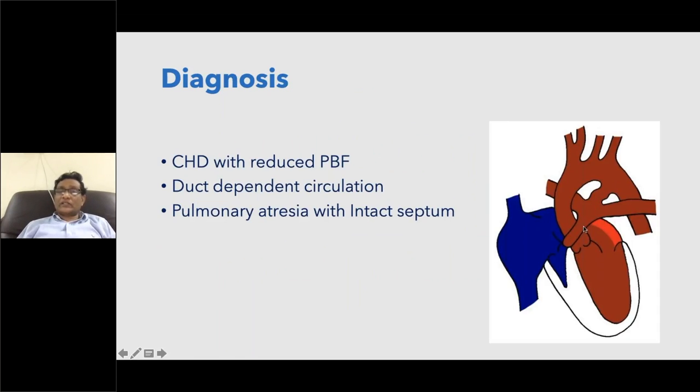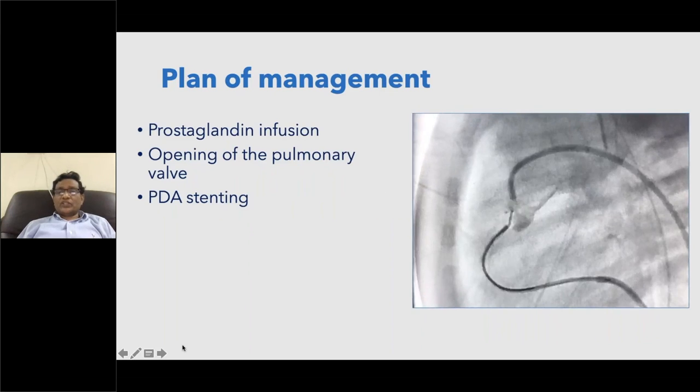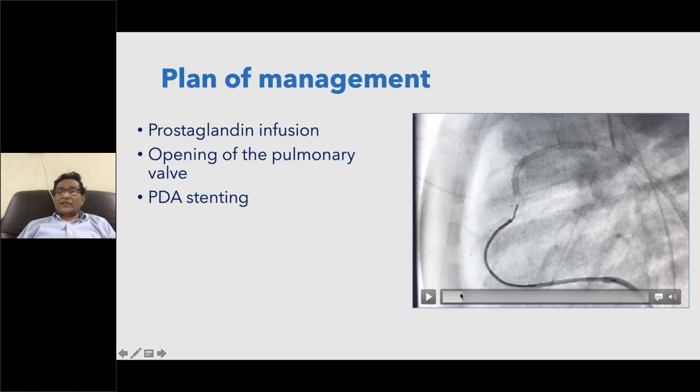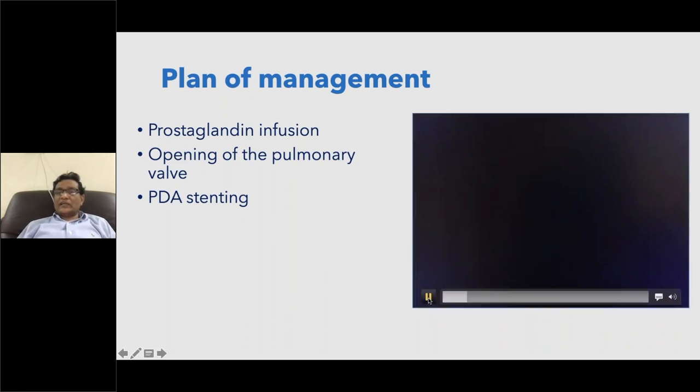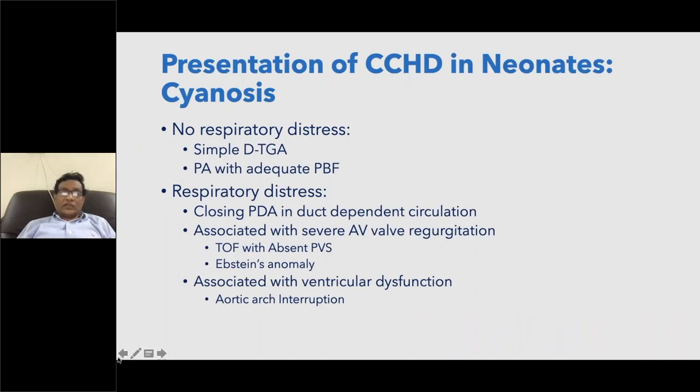So it's a pure duct dependent circulation. If you take the ECG, it will show hypoplastic right ventricular forces and good left ventricular forces, and the X-ray will show oligemic lung fields. Here you can see the angiogram which was done. The angiogram is showing that the pulmonary valve is atretic. We have taken a wire to perforate this atretic pulmonary valve. Another catheter is coming from the ductus arteriosus into the pulmonary artery here. So you can see that, sorry for that.